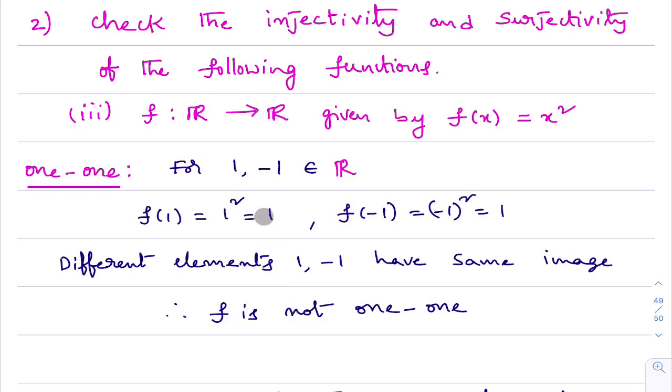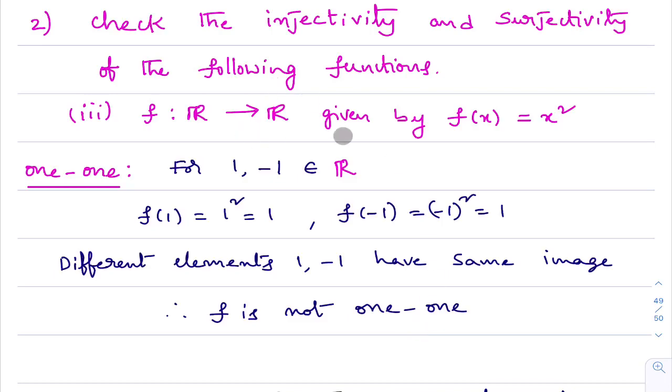You can write like this also. You take 1 by 2 and minus 1 by 2. Both are real numbers or not? Yes, 1 by 2 is a real number, minus 1 by 2 is a real number. F of 1 by 2 is 1 by 4. F of minus 1 by 2 is also 1 by 4. Therefore, different elements 1 by 2 and minus 1 by 2 have the same image. Therefore, f is not one-one. Like that also you can write. But when it is one-one, you have to write the answer very carefully.